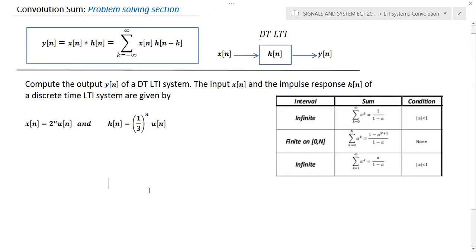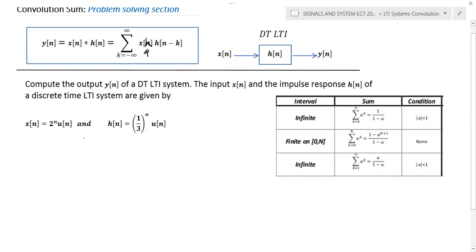Now we'll do one more problem in this format. Here we need to find the convolution between x of n and h of n, that is, the output y of n. If you observe the formula, y of n is equal to x of n convolution h of n, which is given by the sum from k equals minus infinity to infinity of x of k into h of n minus k.